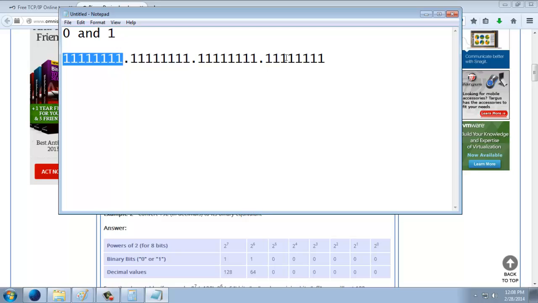For 8 bits, I'm just copying this one and pasting it on the bottom. Of these 8 bits, the rightmost bit is known as the least significant bit, and the leftmost bit is known as the most significant bit. Least significant, most significant. Okay.